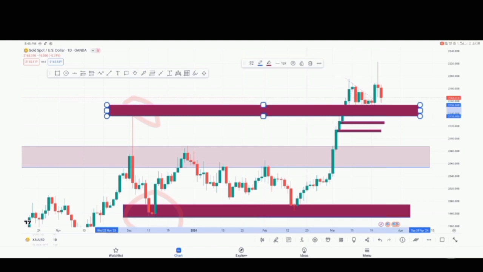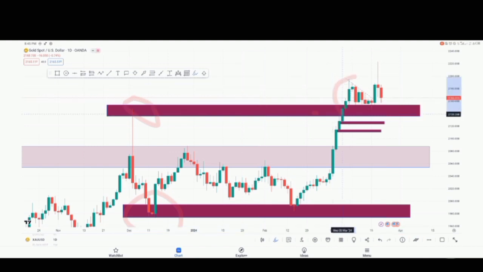Price broke out of that resistance zone right here and turned it into a support. It will be more clear. This is the support we're talking about. I'm just going to mark it out. It will be more visible on the smaller time frame. So price has turned that part into a support.